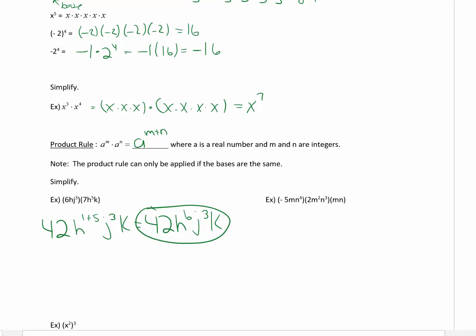Okay, let's take a look at the next example. So I'm going to start again with the coefficients. Negative 5 times 2, that's negative 10. This is m to the 1 plus 2 plus 1 power. So then n to the 4th times n to the 3rd times n to the 1st. That's n to the 4 plus 3 plus 1. And I can simplify that to be negative 10, m to the 4th, and n to the 8th.